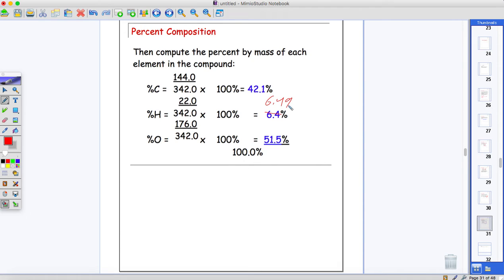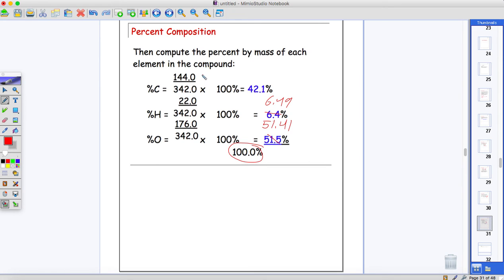And again, 176.0 divided by that, I get 51.41 instead of 51.5. So mine's a little bit lower, but notice it all comes out to about the same. And if you add all these up, I'm still going to get my 100% here. And that's the important piece. You add those up, you should get 100%. Okay, so that's percent composition.